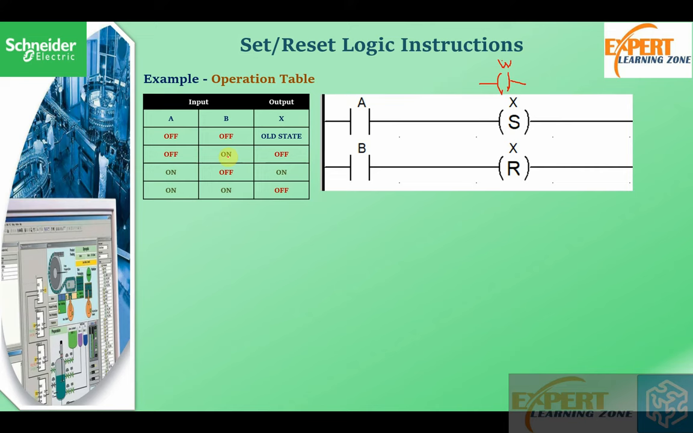A is now off and B is on. If A is off and B is on, then that coil will be off because it will be reset. There will be a logic here and it will allow the flow of logic, and as such the X variable is reset to the value 0. If A is now on and B is off, then A will allow the flow of logic, so X is now set to 1. And if both of them are on, then the coil will be set to 0 because the reset operation has the highest priority over the set operation.